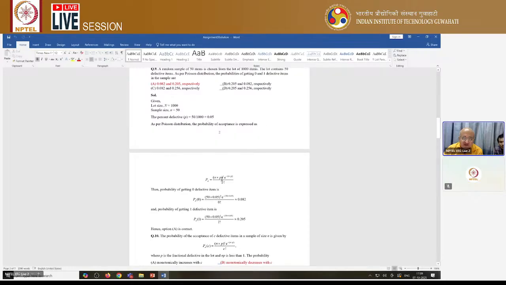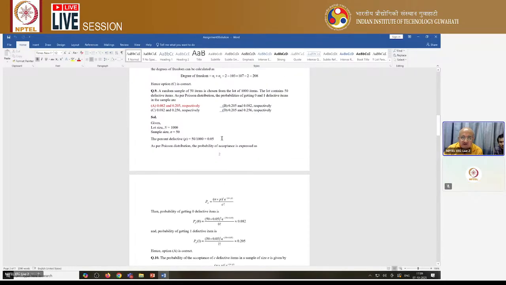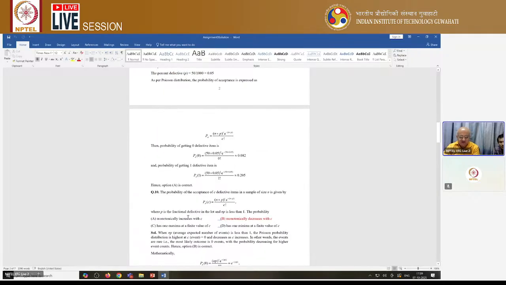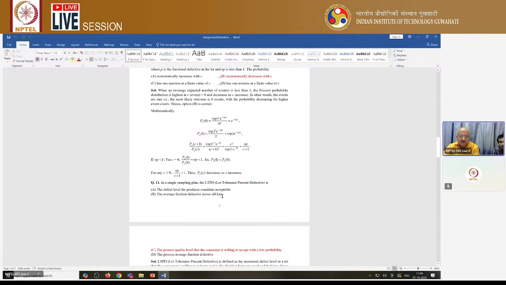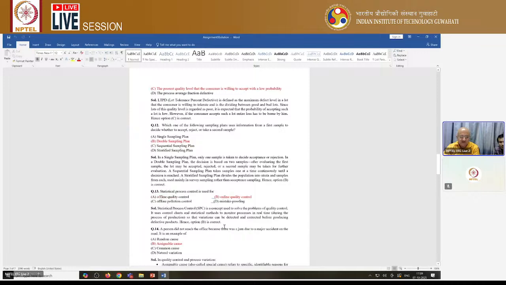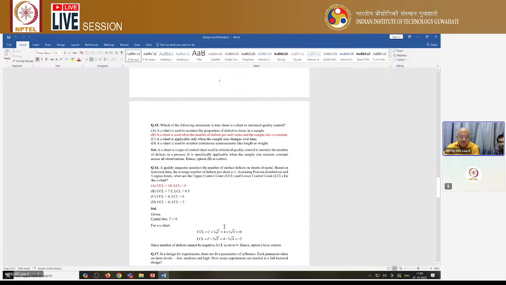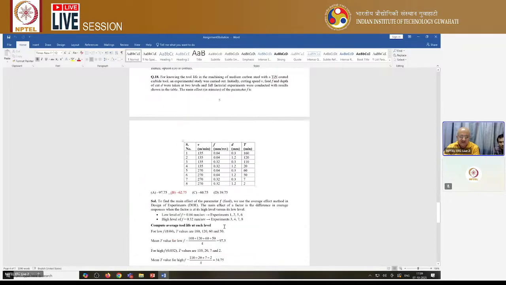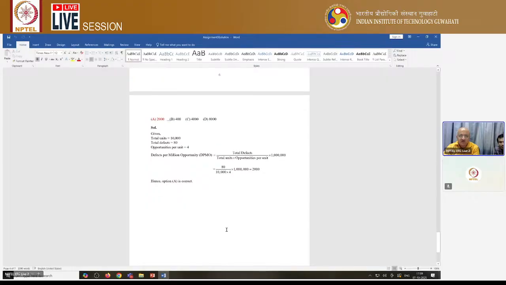So this situation is different. That means in 50 items, 1000 items, 50 defective. If it is this one, then it monotonically decreases with C if NP is smaller than this one. So this is the percentage defective, and we did that. Then about the Q chart, X chart, and some descriptive type questions.